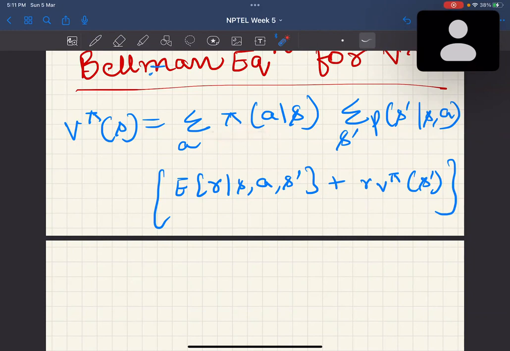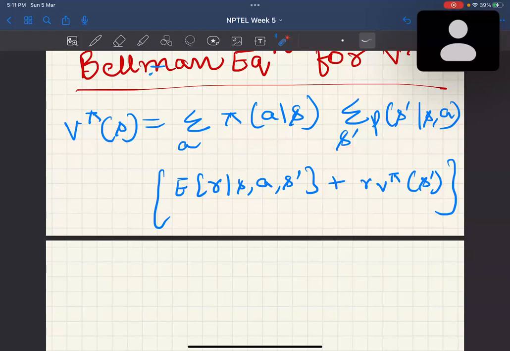Pi means policy. When I am in the state S, the policy tells me what action to take. Now I know the state and the action from the policy. What is the probability that I land in S dash? I was in the state S, and through the policy I get A: pi of A given S. The summation is over all A's and over all S dash.